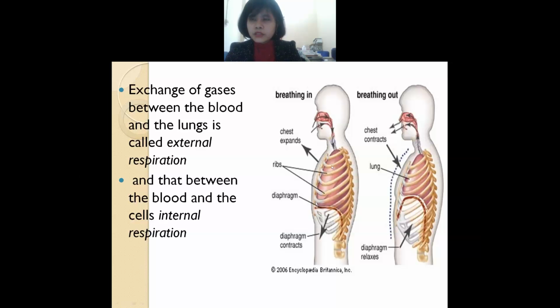But here in this breathing in, it will become big. Understand? And here what happens, your diaphragm will contract. It will contract means what? It will become small. This is your diaphragm, so it will become small. So this is the difference between internal and external respiration. External means when you breathe out, internal means when you breathe in. So that's the difference. Is it clear?